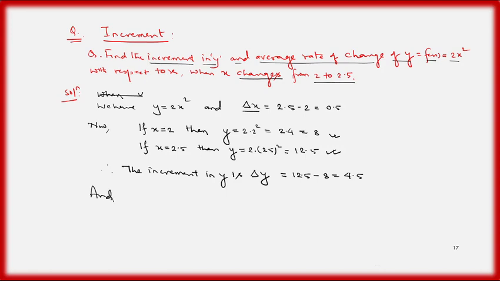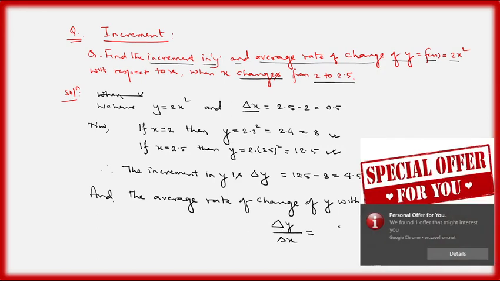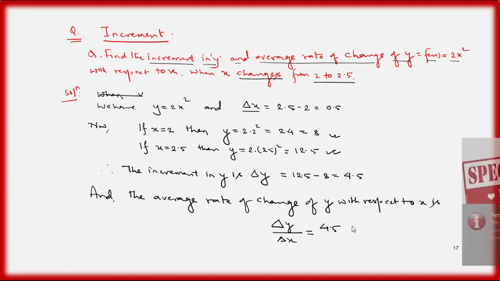And the average rate of change of y with respect to x is del y over del x. What is 4.5 over 0.5 equal to 9. This is the average rate of change.